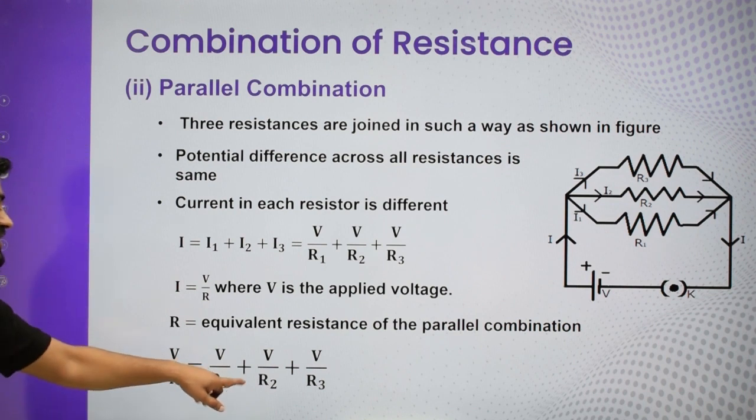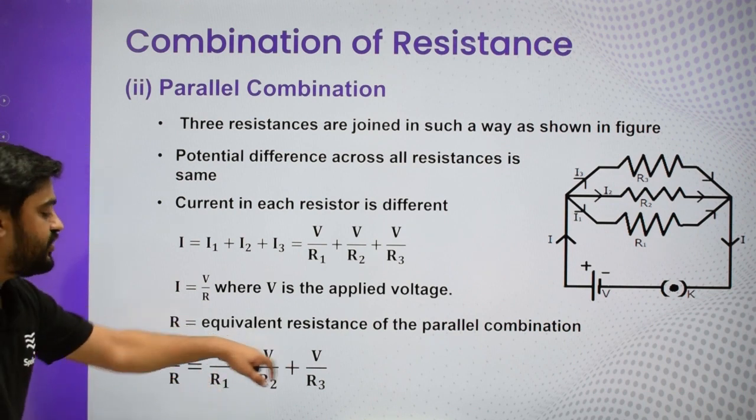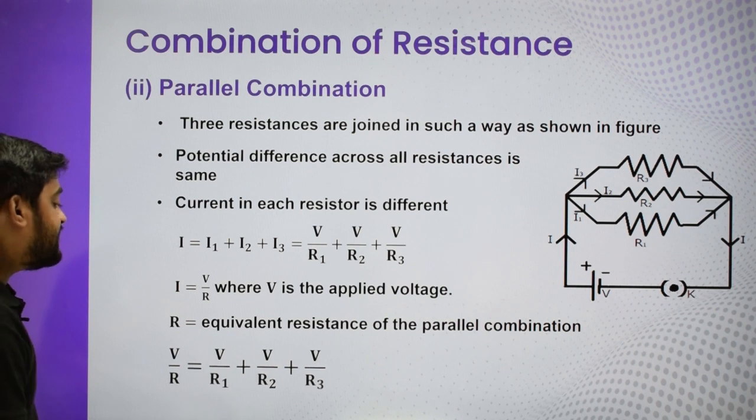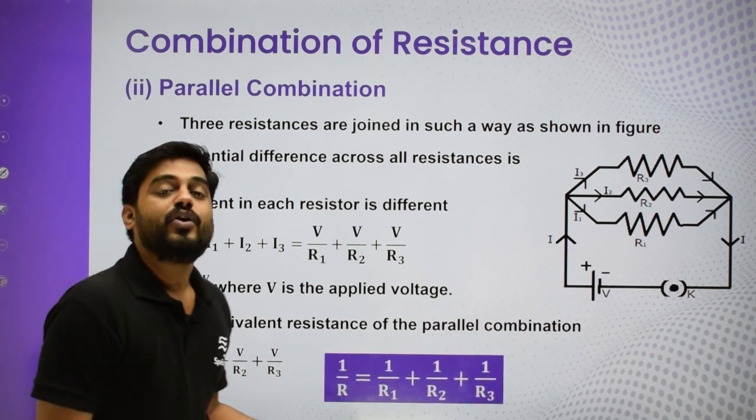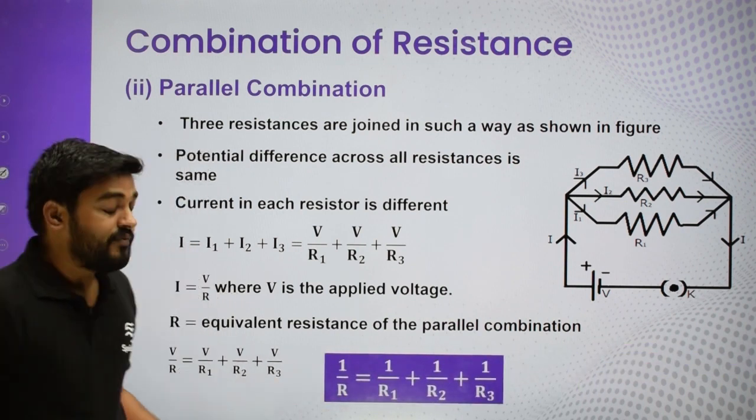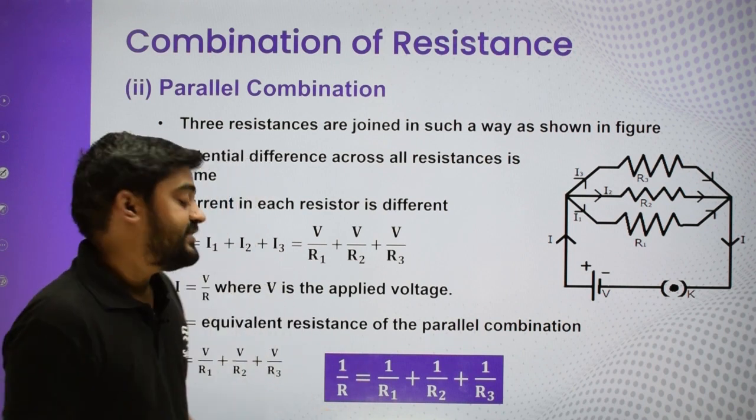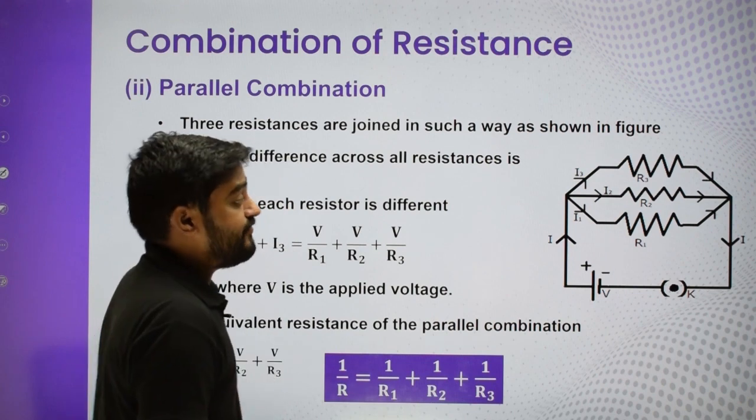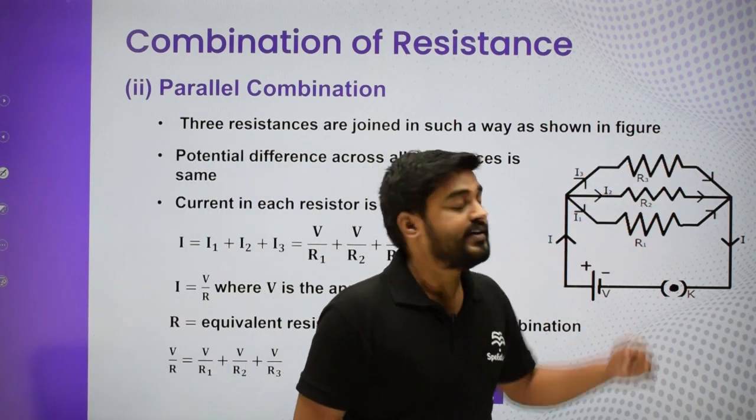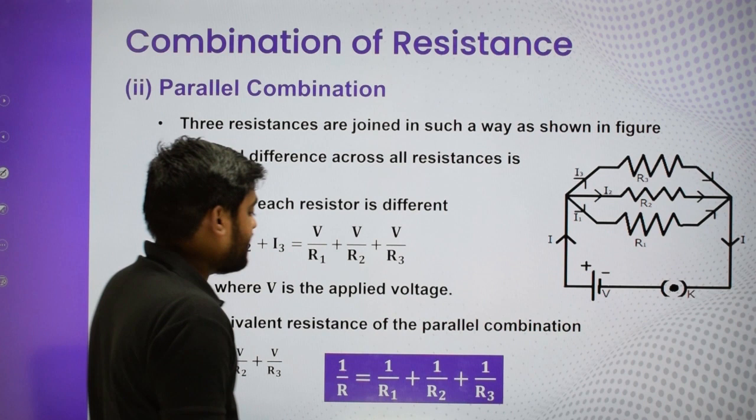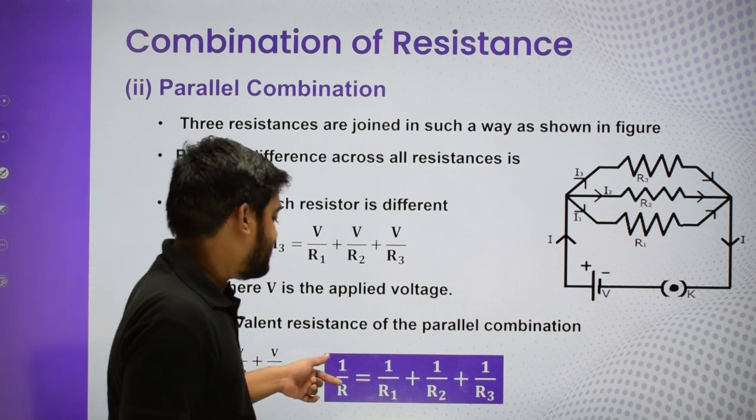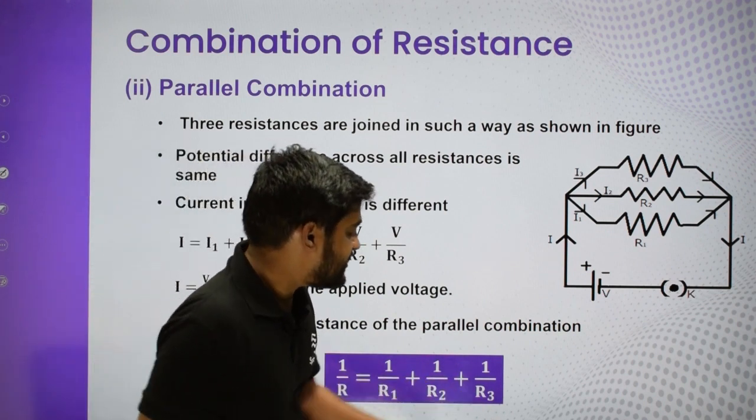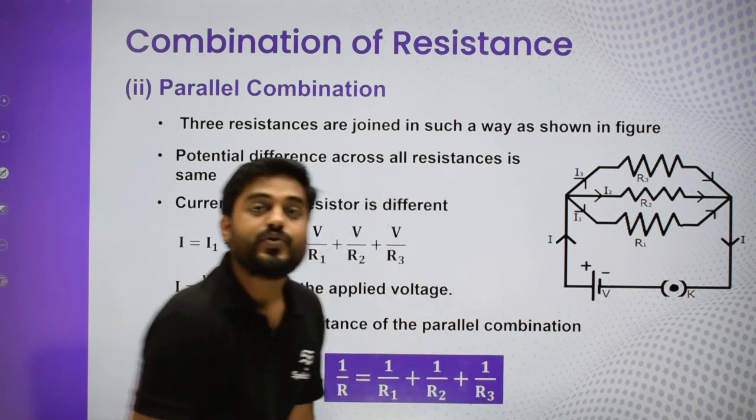And here, as you can see, we can take V common on both sides and cancel it out. So this is the formula we get for a parallel combination: 1 by total resistance is 1 by R1 plus 1 by R2 plus 1 by R3, and so on. If a fourth resistor is also connected in parallel, it will be the same expression, we just write plus 1 by R4 also.